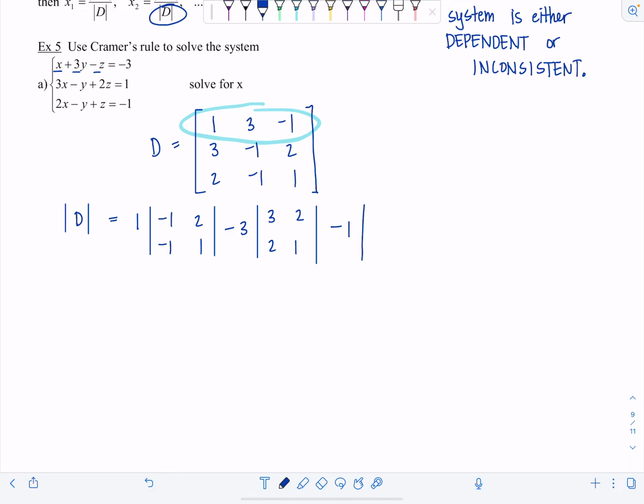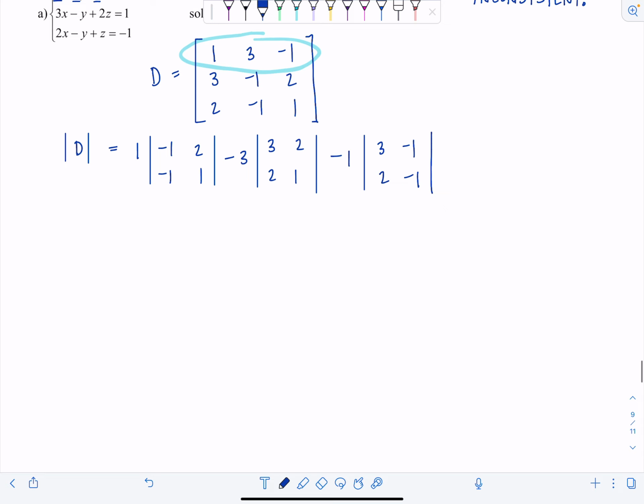Minus 1, don't change the sign. Delete this row, delete this column. What's left? 3, negative 1, 2, negative 1. Yes? Good. So this is 1 times negative 1 plus 2, minus 3 times 3 minus 4, minus 1 times negative 3 plus 2.